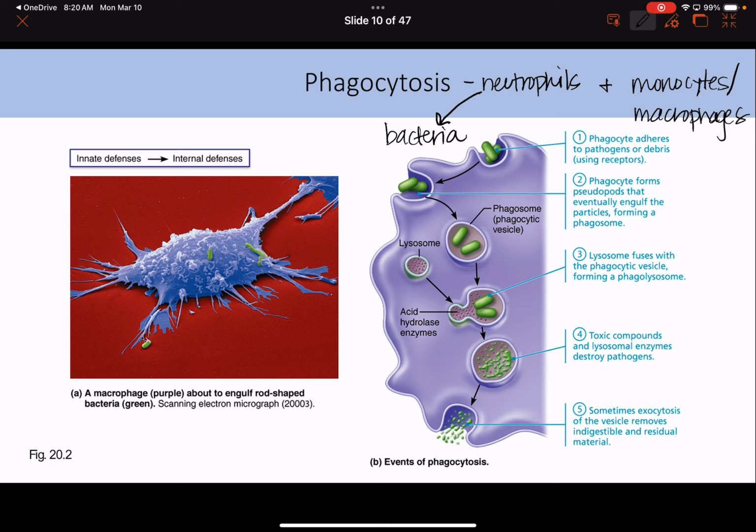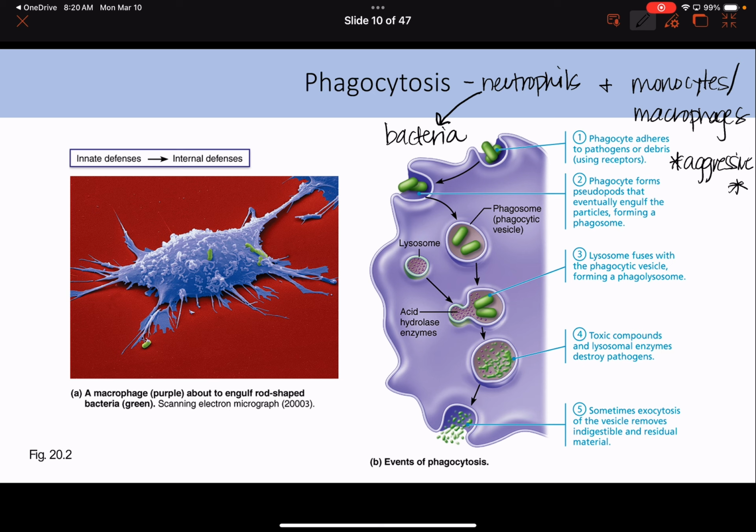Monocytes and macrophages. You should know these are more aggressive because they really will just eat anything that doesn't belong. So they're going to be much more aggressive in their phagocytosis than neutrophils are.